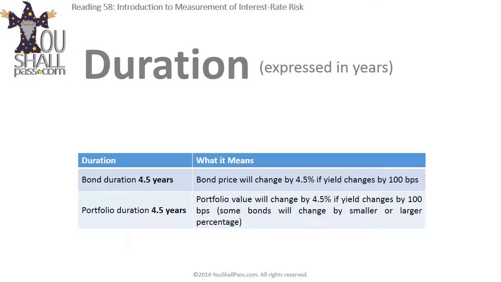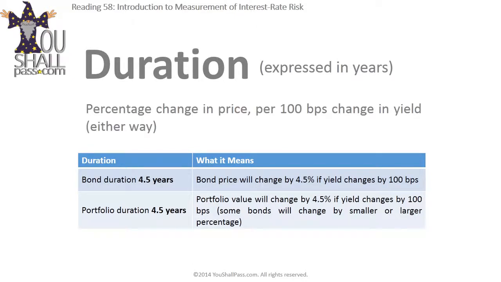If a bond's duration is, say, 4.5 years, it means that the bond price will change by 4.5% if yields change either way by 100 basis points. And by extension, if a portfolio has an average duration of 4.5 years, it means that the portfolio value will change by 4.5% if yields change by 100 basis points, even though some of the bonds in the portfolio will change by a smaller or a larger percentage.